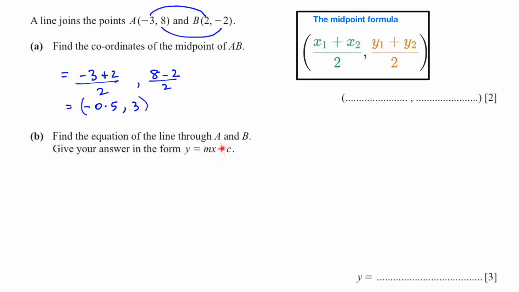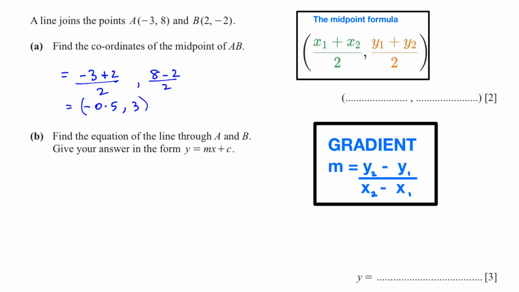Part B, find the equation of the line through A and B. Give your answer in the form y is equal to mx plus c. For finding the equation of the line, you need the gradient and you need x and y. We have been given x and y. You can choose A or B. To find the gradient, we have to use the formula.